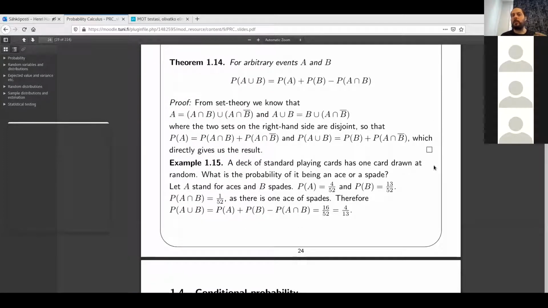When the events are not disjoint, we can add their probabilities together, but we have to subtract the probability of both happening at the same time. So the probability of one of these two things happening is the probability of this happening plus the probability of that happening minus the probability of both happening. So this you have to understand. It's highly important to understand this concept.